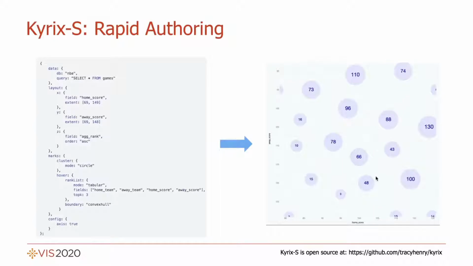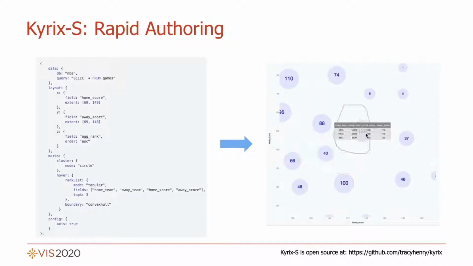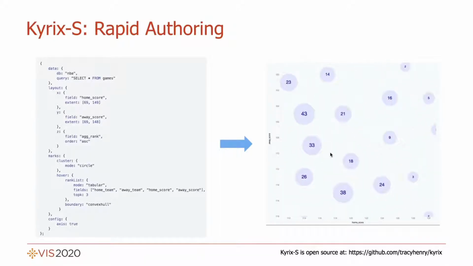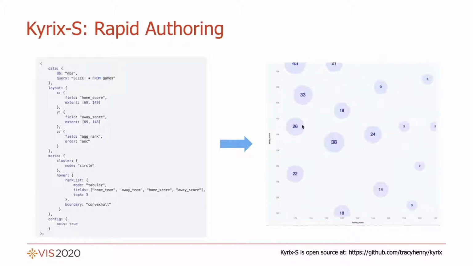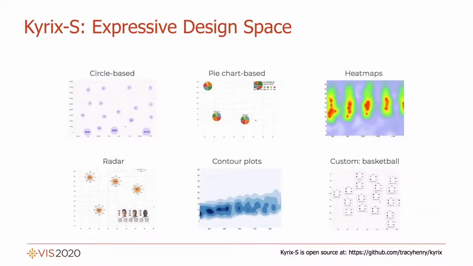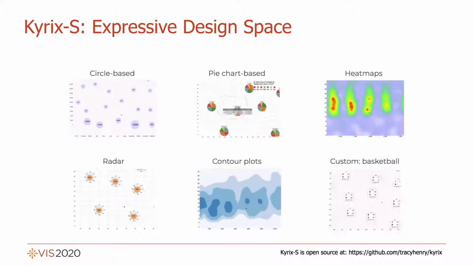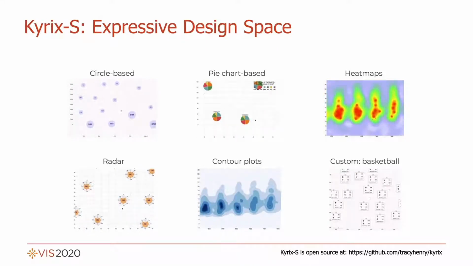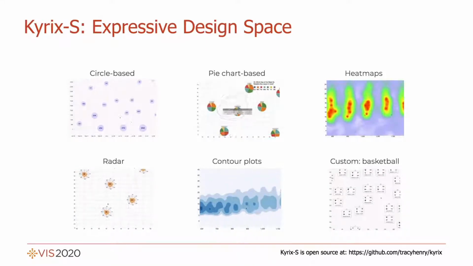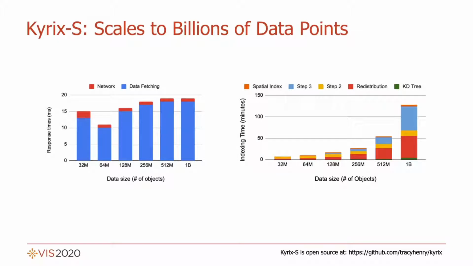KaraxS is an authoring system which enables rapid creation of zooming-based scatter plot-like visualizations in just tens of lines of JSON. We contribute a declarative grammar for such visualizations, which captures a large design space. By working with multi-node database spatial indexes, KaraxS enables interactive browsing of billions of data points. Come listen to our talk to learn more.